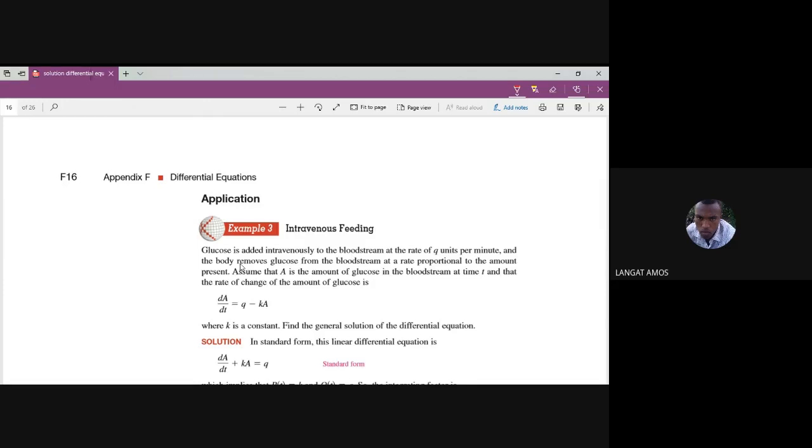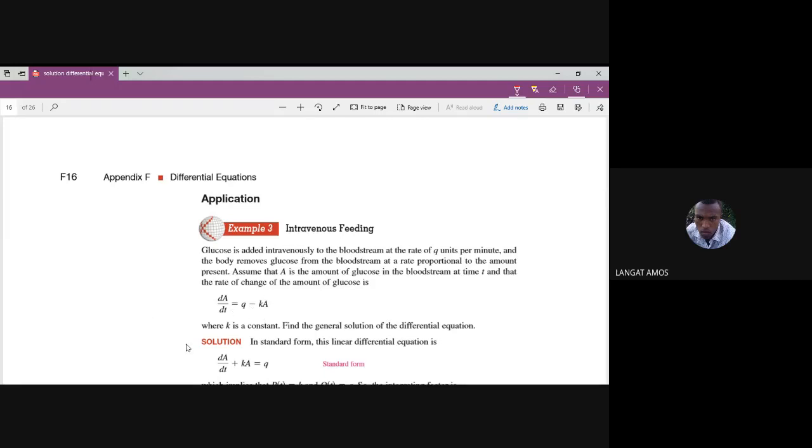Assume that A is the amount of glucose in the bloodstream at time t, and that the rate of change of the amount of glucose is dA over dt. So dA over dt equals Q minus kA, where k is a constant. Find the general solution of the differential equation. This one now: dA over dt equals Q minus kA.